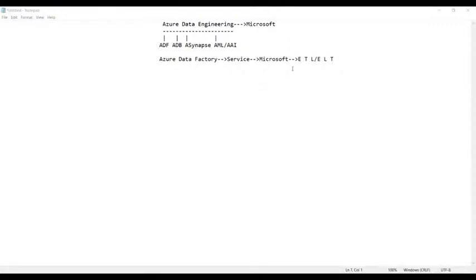Now, guys, before we go ahead, let us see what exactly extraction, transformation, and loading is. Then we will move further. First of all, ETL stands for extraction, and then transformation.